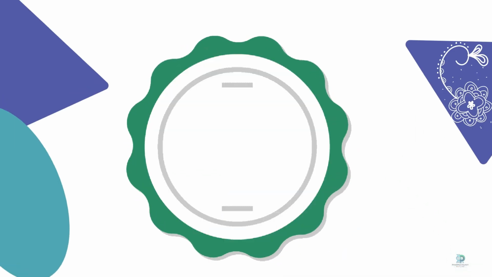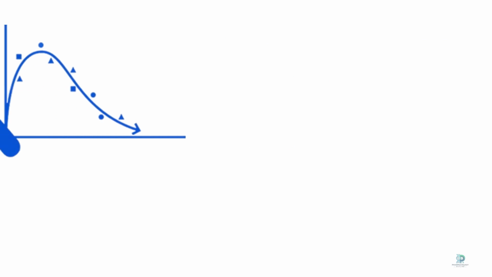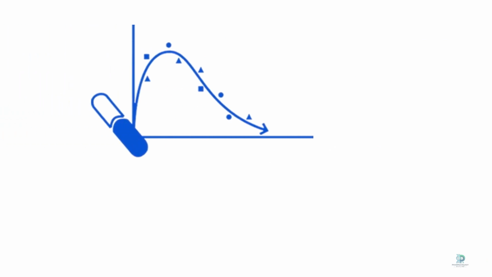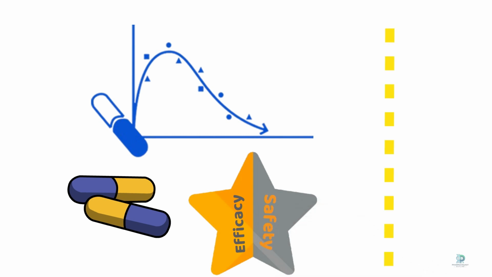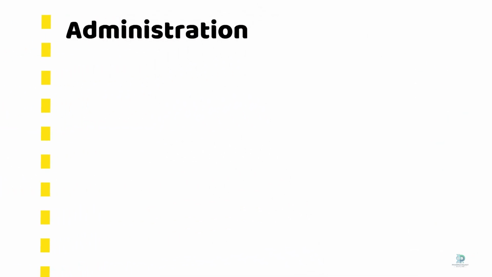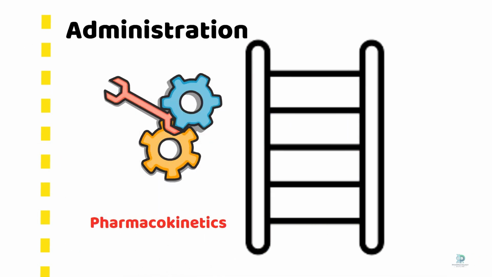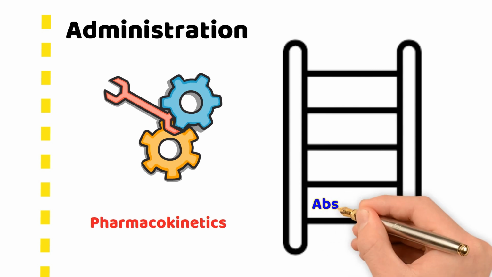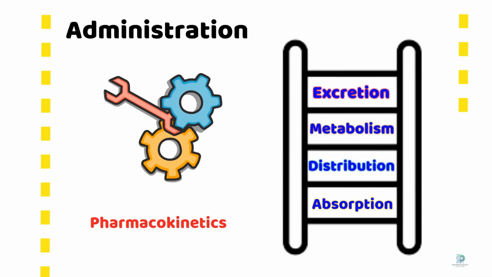In this video, we will talk about drug distribution. Drug distribution is a critical step in the pharmacokinetic process, influencing a medication's efficacy and safety. Following administration, a drug undergoes a series of processes, collectively known as pharmacokinetics. These processes include absorption, distribution, metabolism, and excretion.